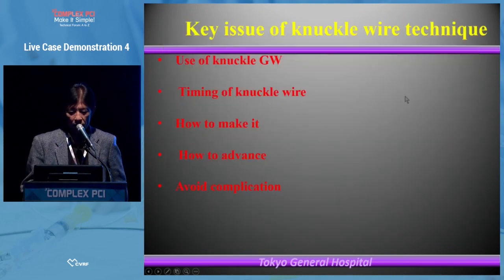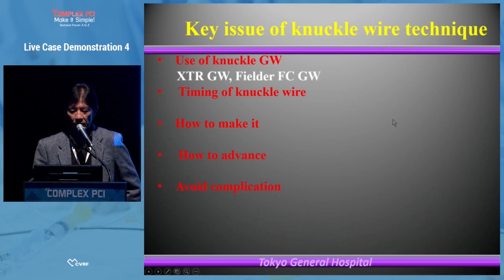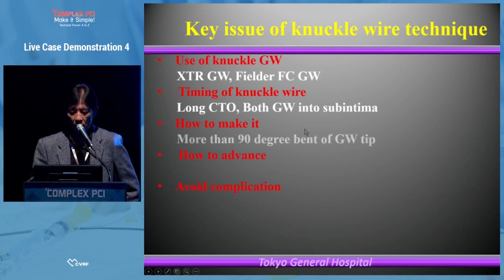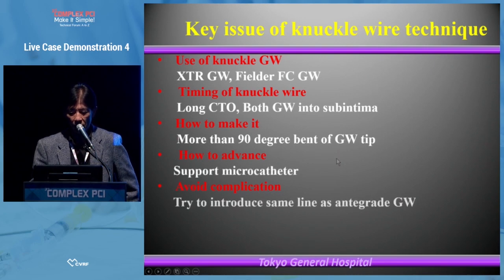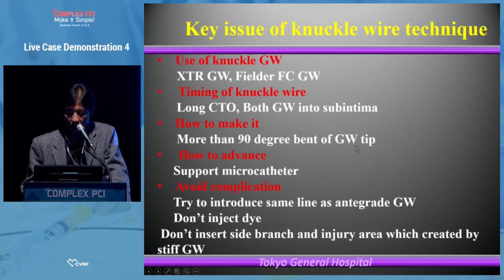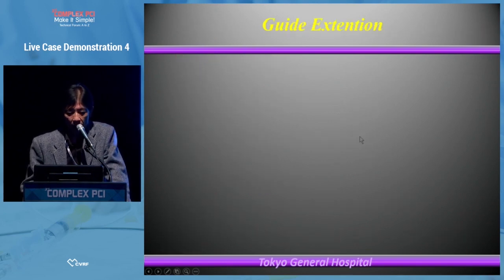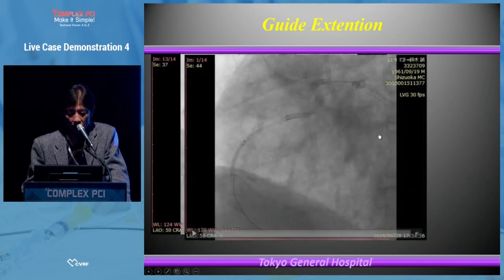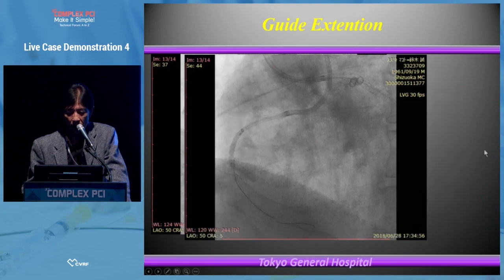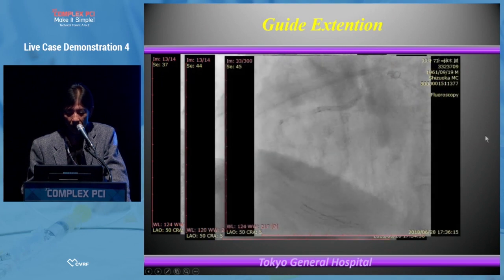So the knuckle wire is a key issue. A polymer jacket type guide wire is appropriate. Along the CTO, with both guide wires in the subintima, bend the guide wire tip to about 90 degrees, use a support microcatheter, don't inject dye, and don't go into the side branch or the injury area created by the stiff wire. The guide extension is another important technique, not only for the usual PCI but also for the CTO, like this one, the guide extension.